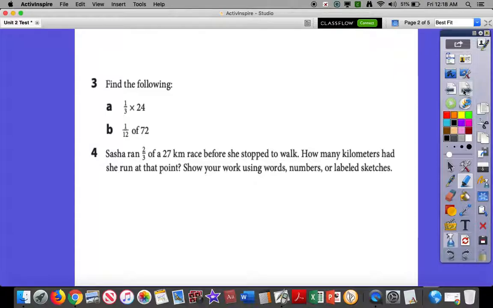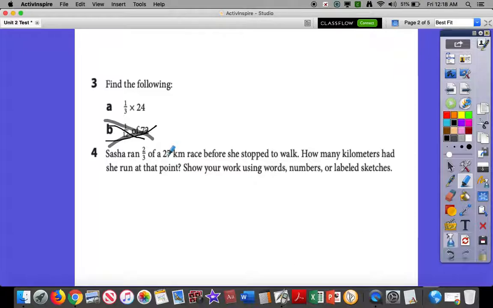Alrighty, so you should be done with 1 and 2, and now we are on to 3 and 4. And it shows you that you can skip B. So you're just doing 3 and you're just doing 4.